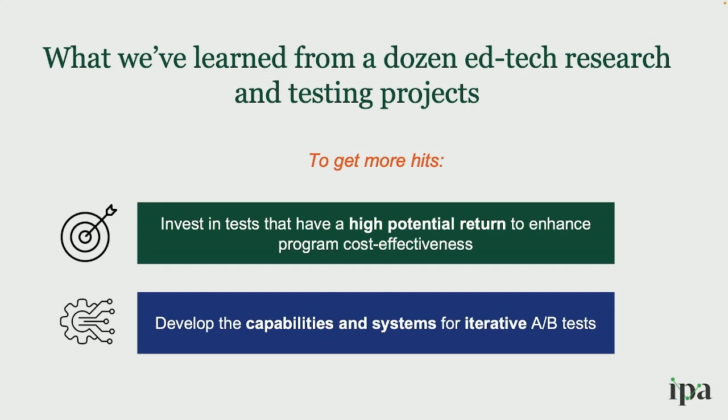From the projects that we've done with about 10 organisations trying to set up stronger testing platforms, we think there are two things. One, choose the right tests, ones that have a high potential return. And secondly, build a system so you can keep doing it. So not a one-off test, but an iterative learning system. I'm going to talk briefly about what we've learned about how to do both of those things.